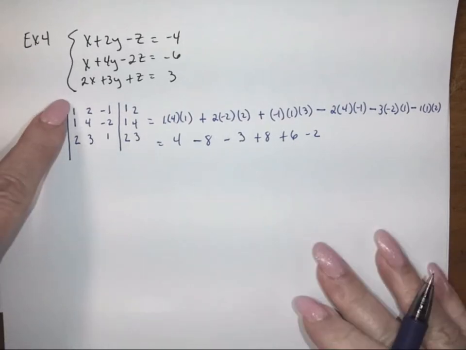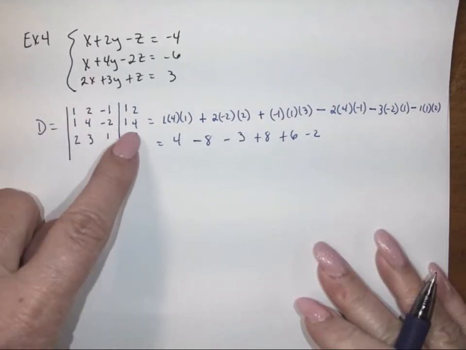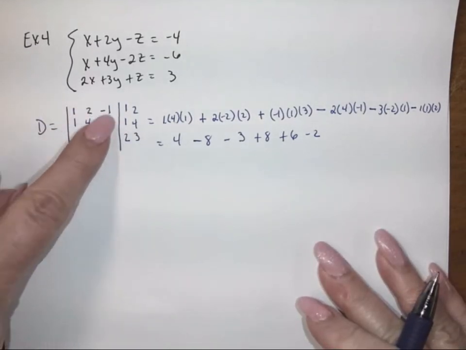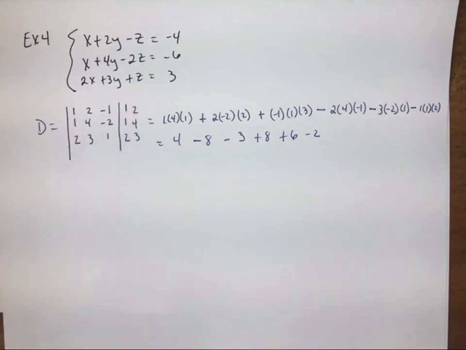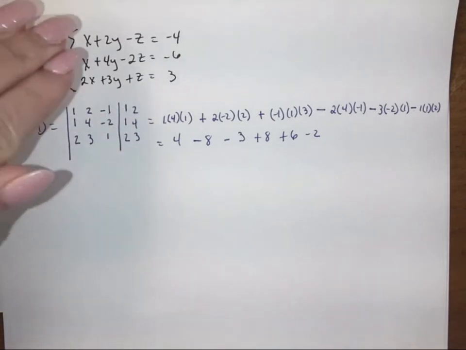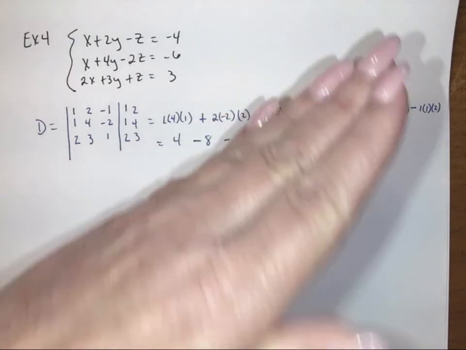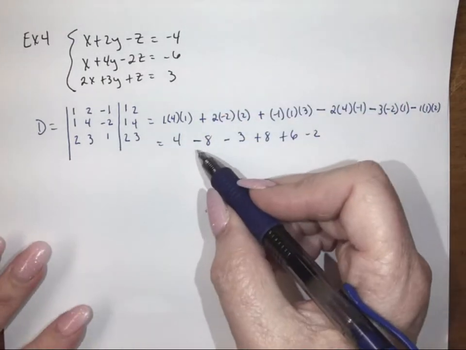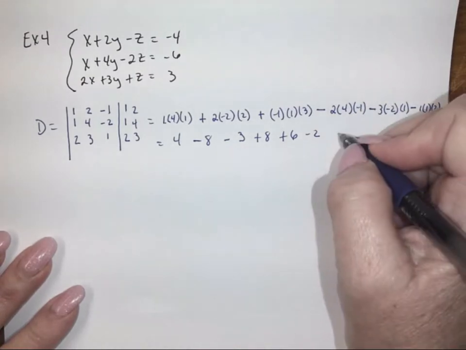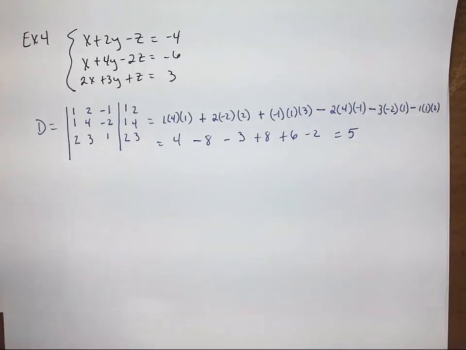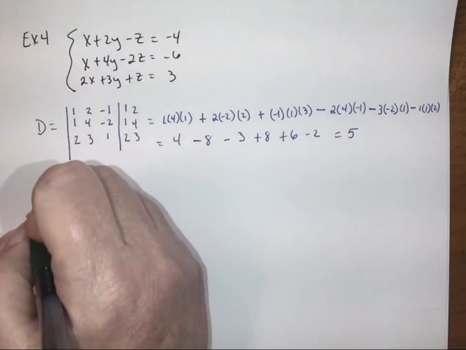So the ones you go this way on, you add, and then when you go this way, you subtract all of those, just like we did previously on the 2 by 2. When we came down, we just put the number, and then we subtracted when we went up. So when I combine all of these numbers, we will get 5 for our D. So let's go do D sub x.